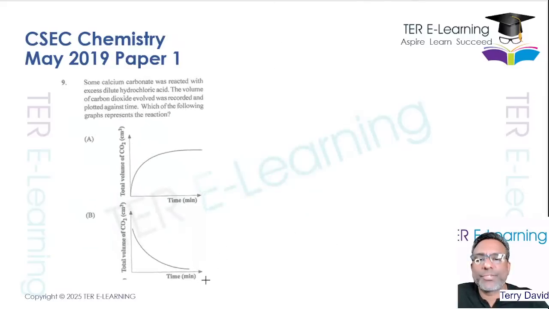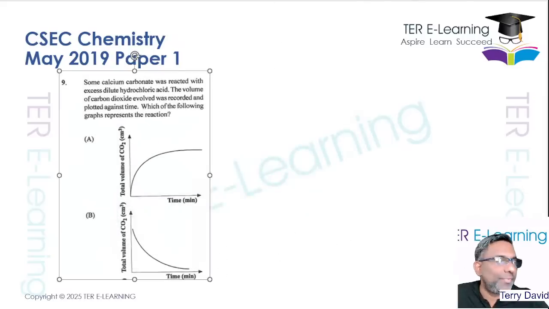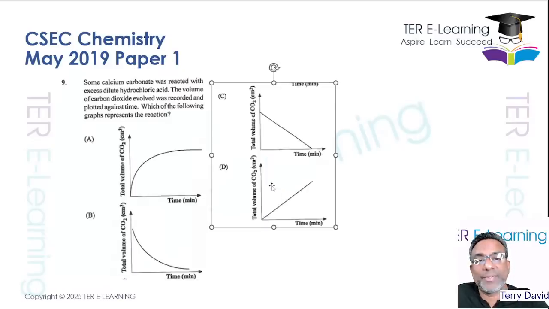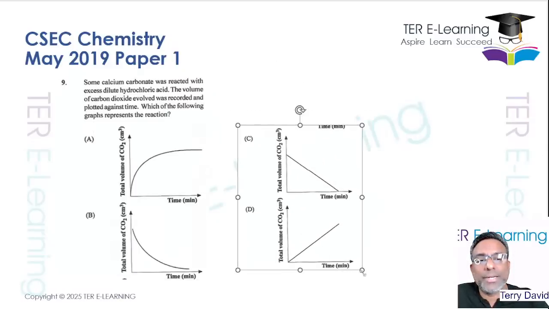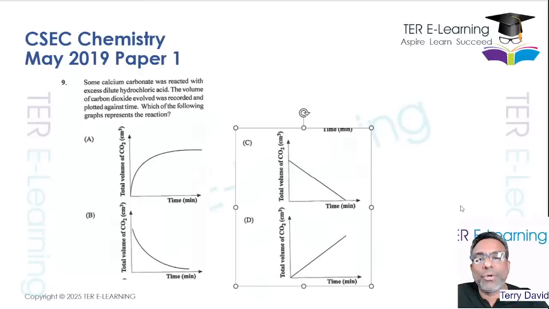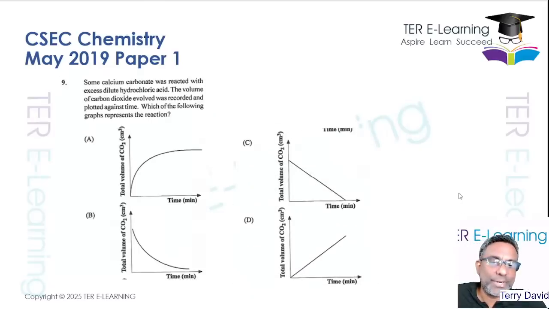Now, generally, chemistry questions, you have to read them carefully. Sometimes the questions are loaded, so you have to read carefully the answers. So let's have a look at this one here. Some calcium carbonate was reacted with excess dilute hydrochloric acid. The volume of carbon dioxide evolved was recorded and plotted against time. Which of the following graphs represents the reaction? What are we talking about here? What's the answer for this one?